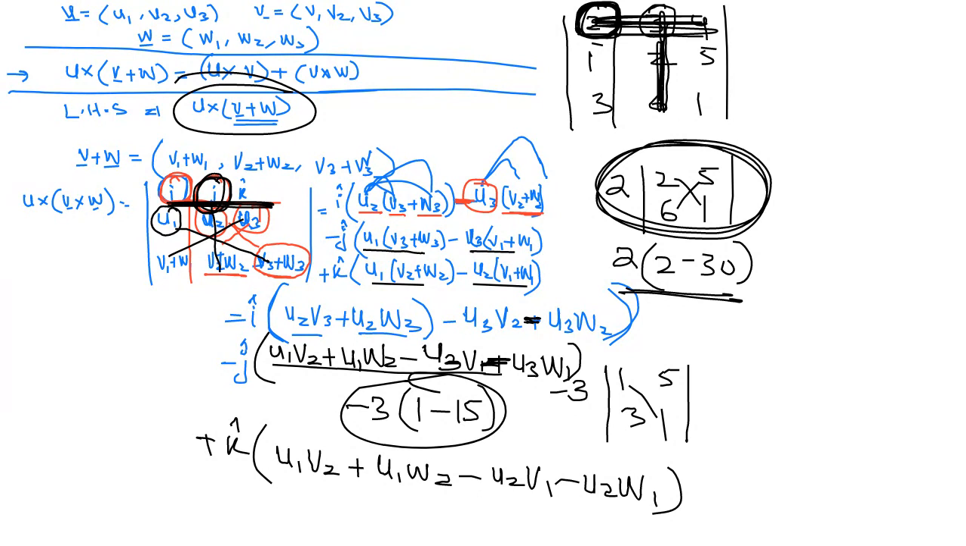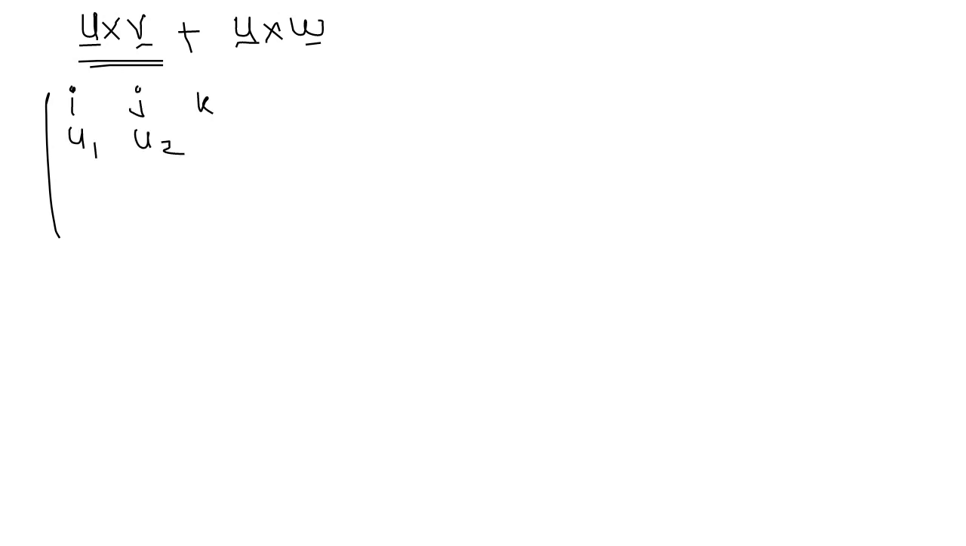Similarly, if you do the right hand side, I will solve here. That is u cross, what is on the right side? u cross v plus u cross w. So first find u cross v. You find u cross v from this one: i j k, u1 u2 u3, v1 v2 and v3. So solve it.